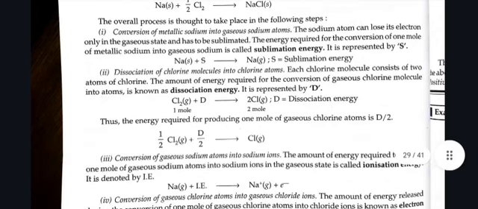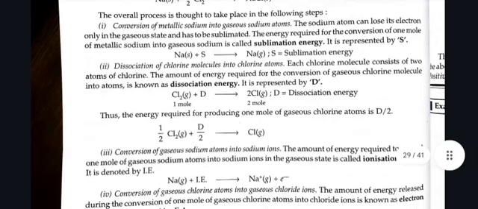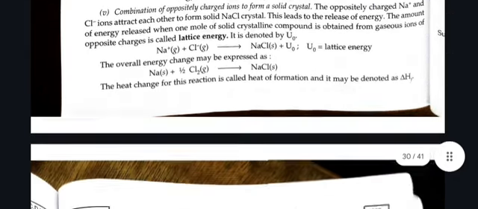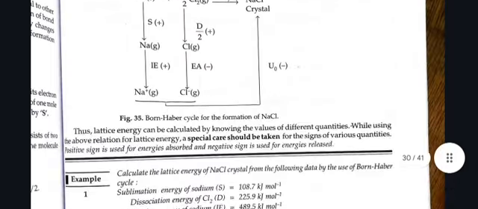The energy required for the conversion of 1 mole of metallic sodium into gaseous sodium is called sublimation energy. It is represented by S. Next topic is dissociation. Next point is dissociation of chlorine molecule into chlorine atoms. Each chlorine molecule consists of 2 atoms of chlorine. The amount of energy required for the conversion of gaseous chlorine molecule into atoms is known as dissociation energy.